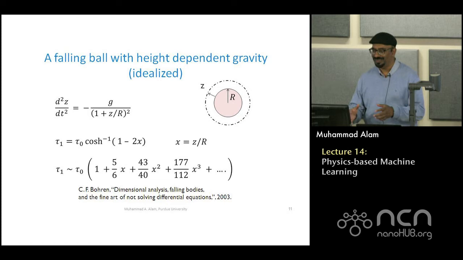These are nonlinear functions. So as you introduce more and more non-ideal effects, your computational cost is going to go up very, very quickly. And so you have to be careful about how real you want to make it. This is a very interesting paper, Dimensional Analysis, Falling Body, and the Fine Art of Not Solving Differential Equations, because this one tells you how to solve problems without solving them.